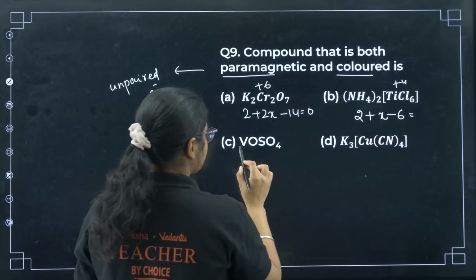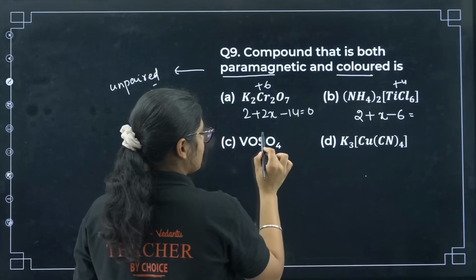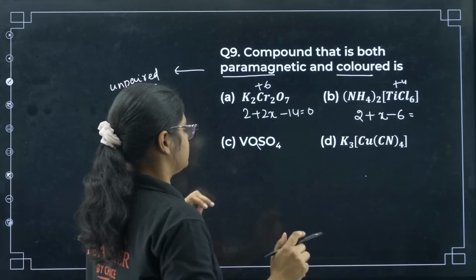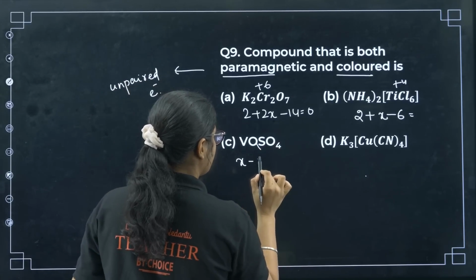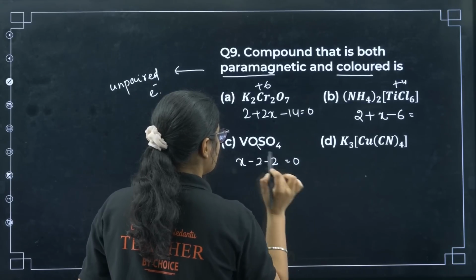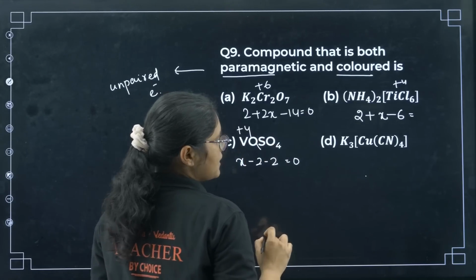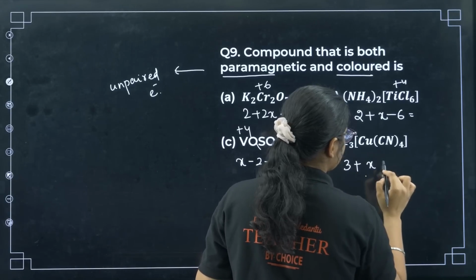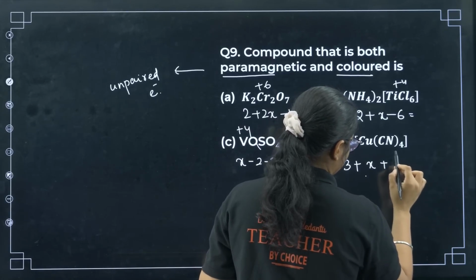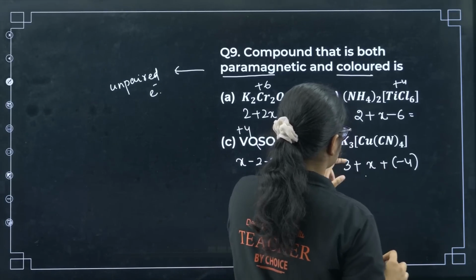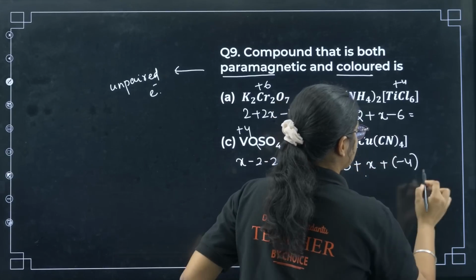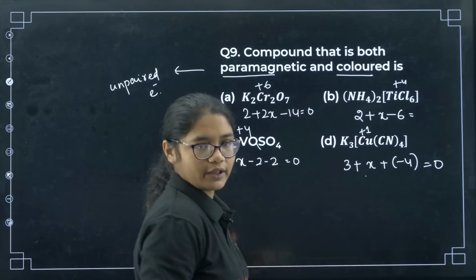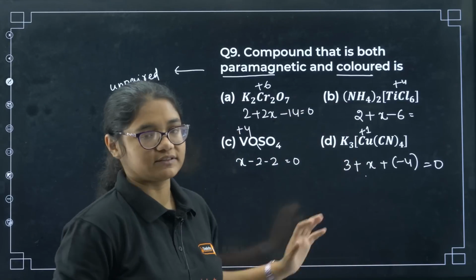Okay. Next, if I see VOSO4, sulfate together you can consider as -2. Oxygen is also -2, so I can say x - 2 is equal to 0. So this is +4. Now here we have 3, plus x, then we have -4. So 3 plus x minus 4 is equal to 0, and copper here will be +1. Copper will be in the +1 oxidation state.